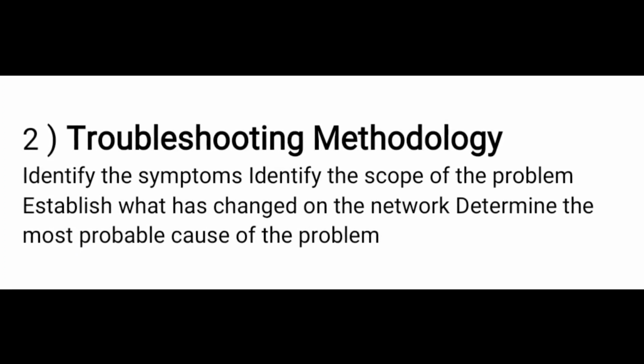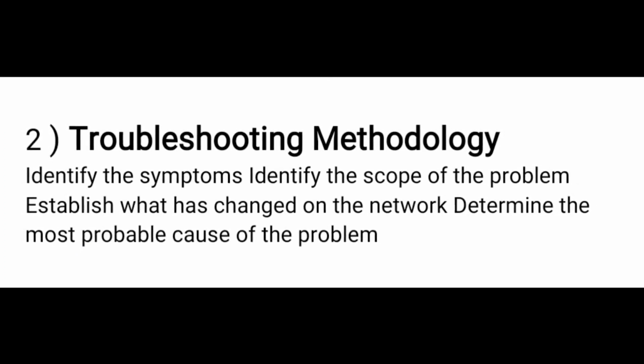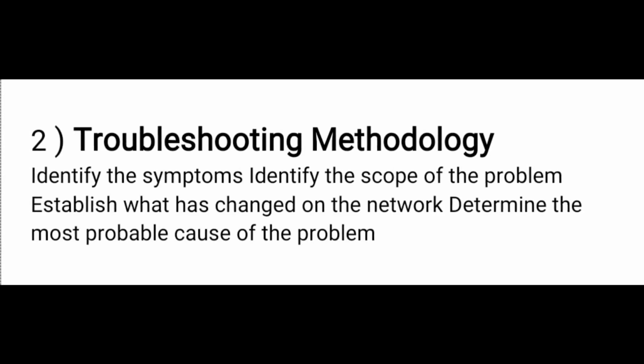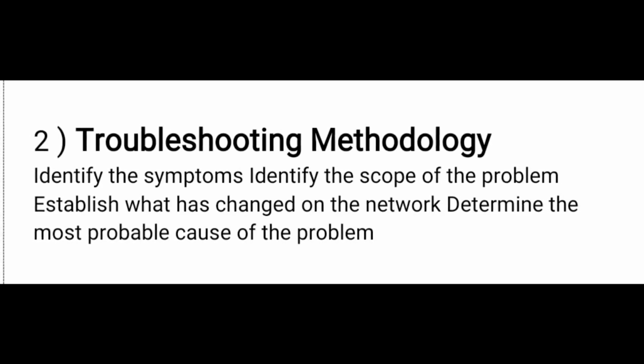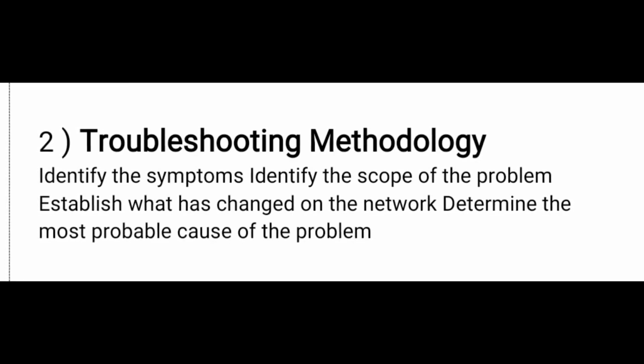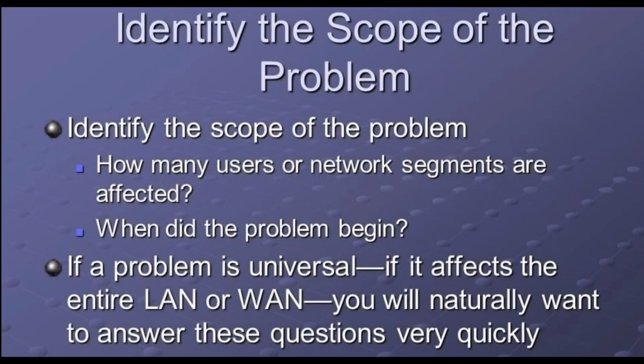Our second point is troubleshooting methodology 1. Identify the symptoms, identify the scope of the problem, establish what has changed on the network, and determine the most probable cause of the problem. In this step, you identify the symptoms and the scope of the problem, then establish what has changed on the network. Identify the scope of the problem. How many users or network segments are affected? When did the problem begin? Is the problem universal, does it affect the entire LAN, or only part of it? You will naturally want to answer this question very quickly.